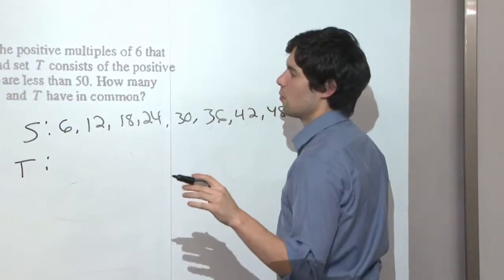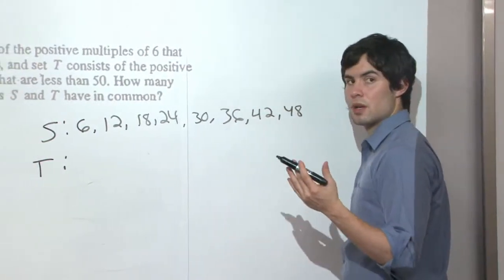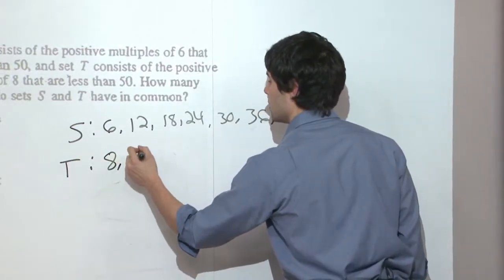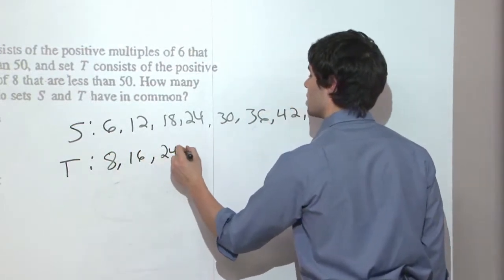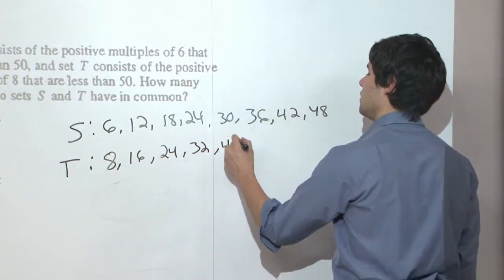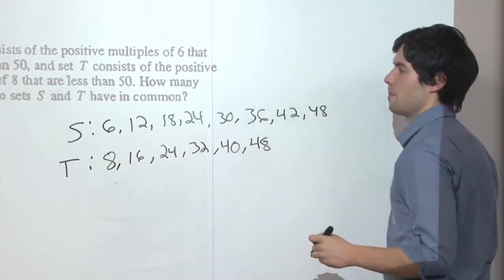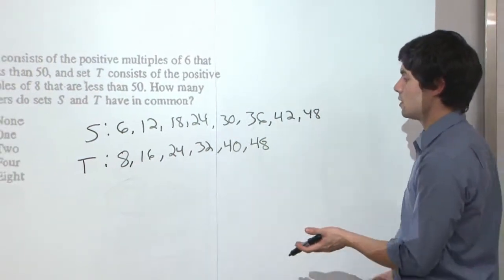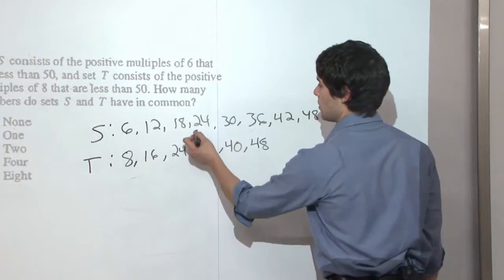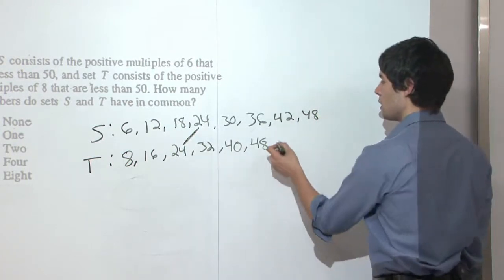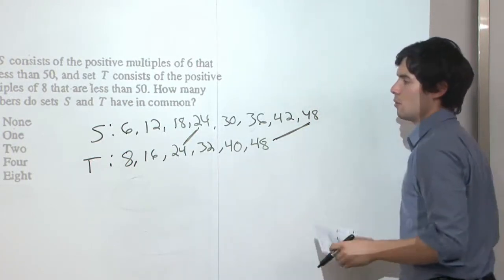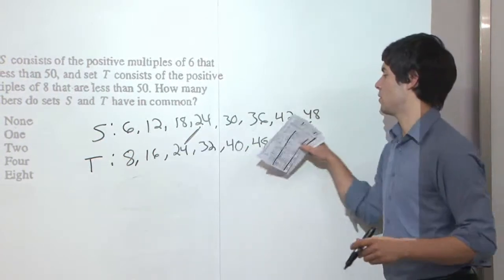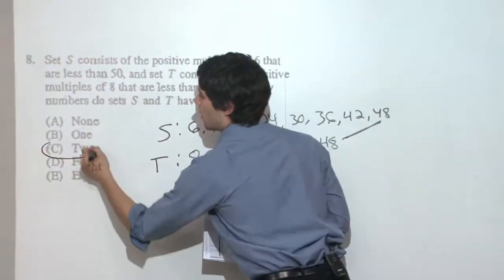Now set T, multiples of 8. You guys know what multiples are. We just keep multiplying it by 1, 2, 3: 8, 16, 24. This is good practice for your multiples. See if you can get faster at these. 48. So now how many numbers do they have in common? Where do we see repeats? I see a repeat here and a repeat here. Do we think we have any other ones? Doesn't look that way. So it just looks like we have 2 pairs. Our answer is C.